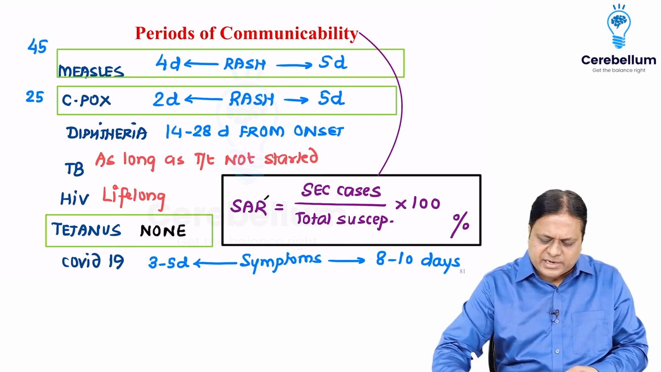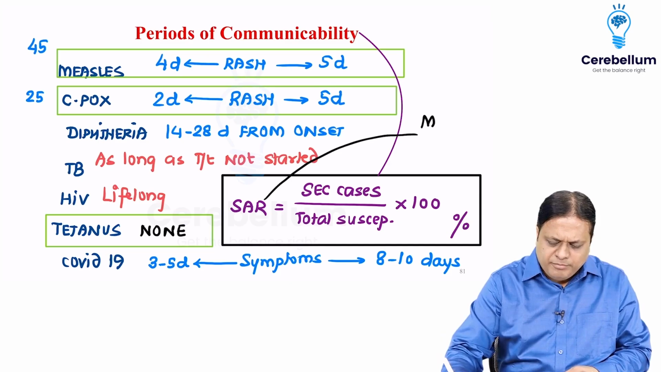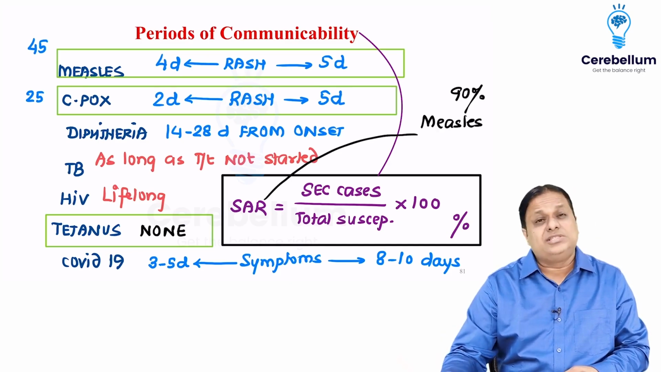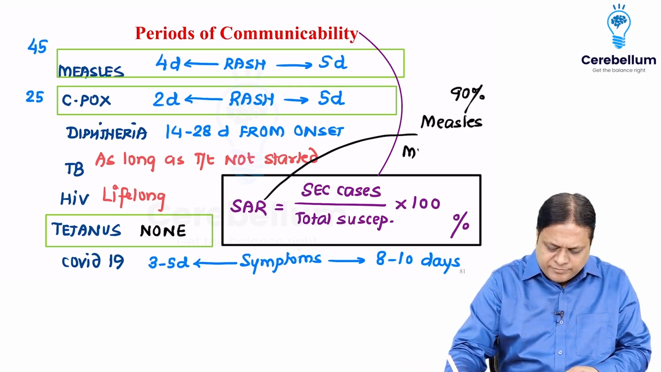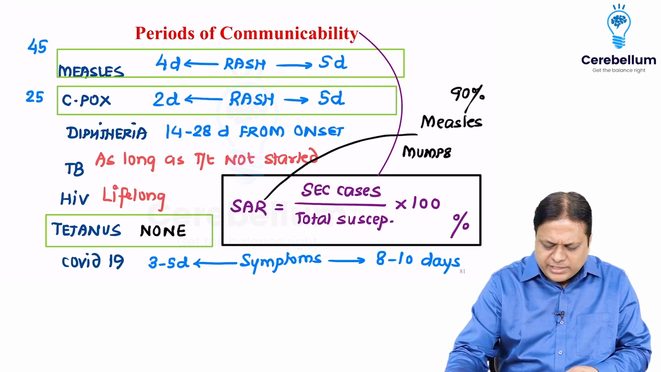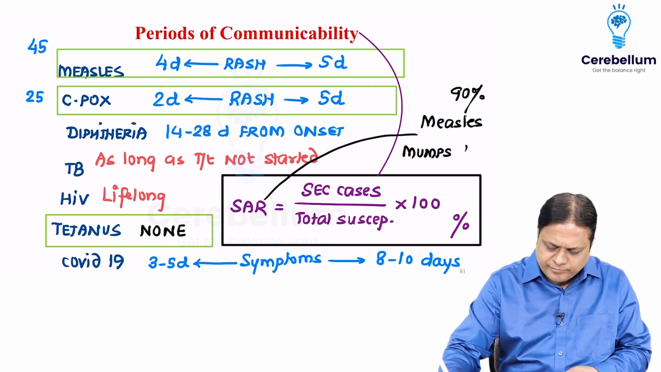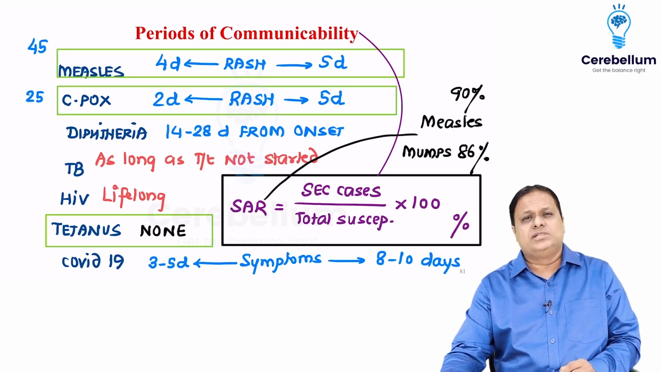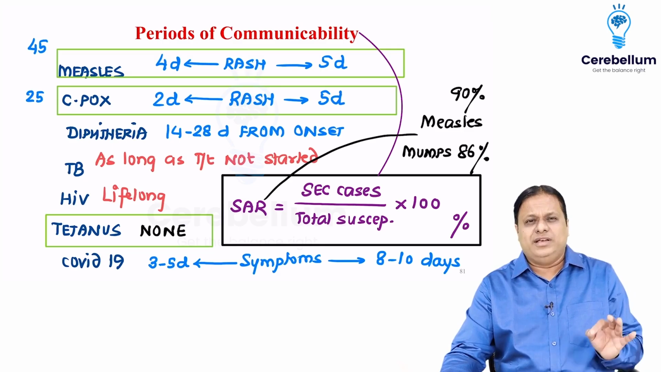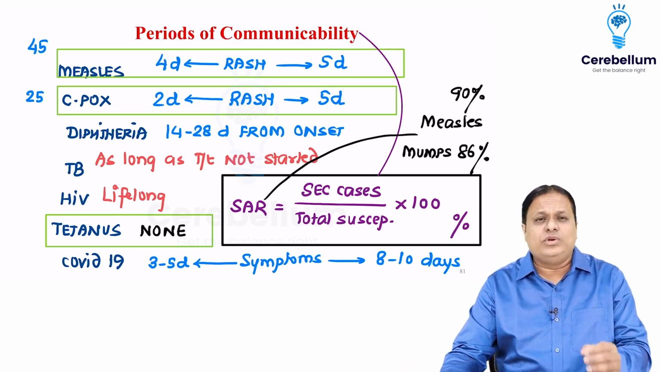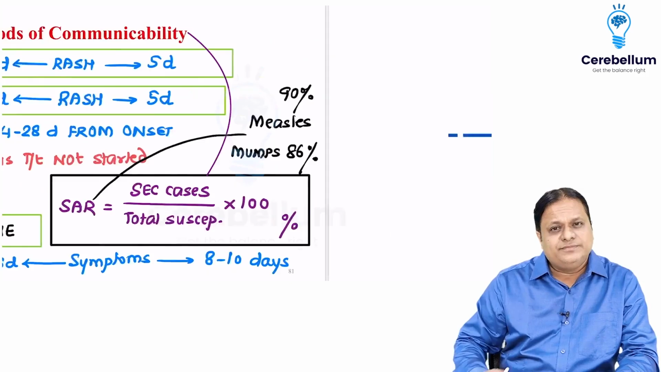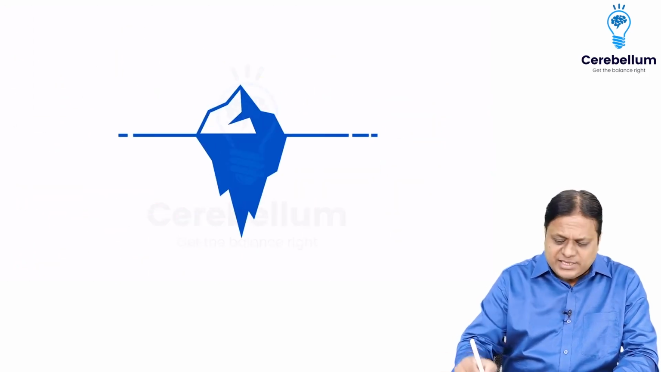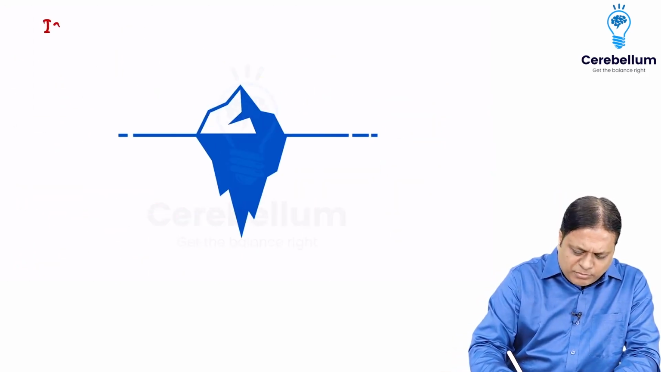Like secondary attack rate for measles is 90%, chickenpox is 90%, mumps is 86%. The eradicated disease smallpox, that was variola major, eradicated on 8th May 1980, had a secondary attack rate of only 30 to 40%. What is this? This is the iceberg phenomenon of disease.